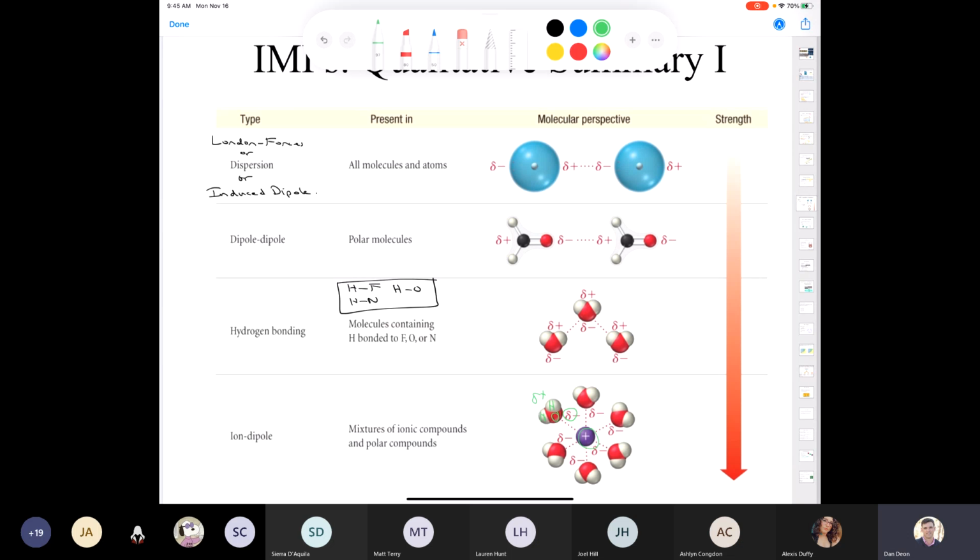All right. Well, a couple more things before we can move on to the next slide. First of all, the strength increases as we go from London to dipole to hydrogen bonding to ion dipole. Another thing I want to point out is if you look at all of these intermolecular forces, these all involve pure compounds. Whereas the ion dipole involves a mixture, doesn't it? It involves an ionic compound or an ion in a polar solvent. It says here a mixture, so this is the only one that would be a mixture.